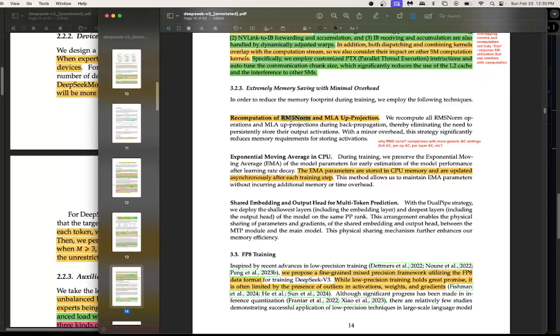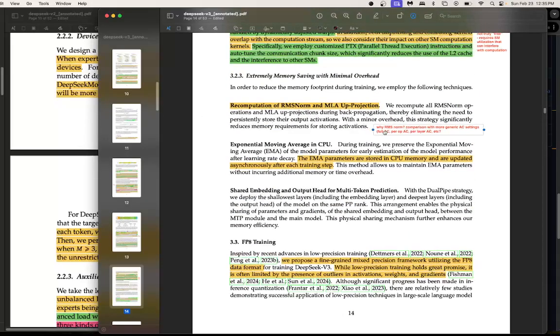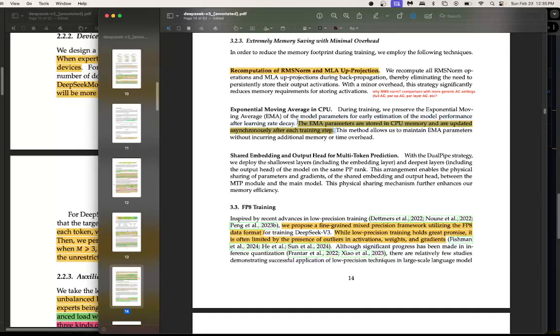They also use AC on the RMS norm and recompute it. This is such a brief section, I was curious. They didn't do any comparisons. There are a lot of different AC settings like full AC, per layer AC, per op AC. It seems like they just state, we're using it on these two and then move on. There's not really any comparison on throughput or anything like that. So yeah, I was a little curious about that. But moving on.